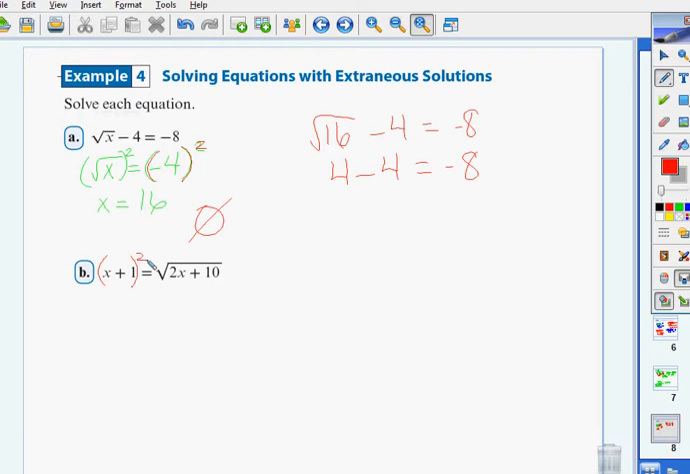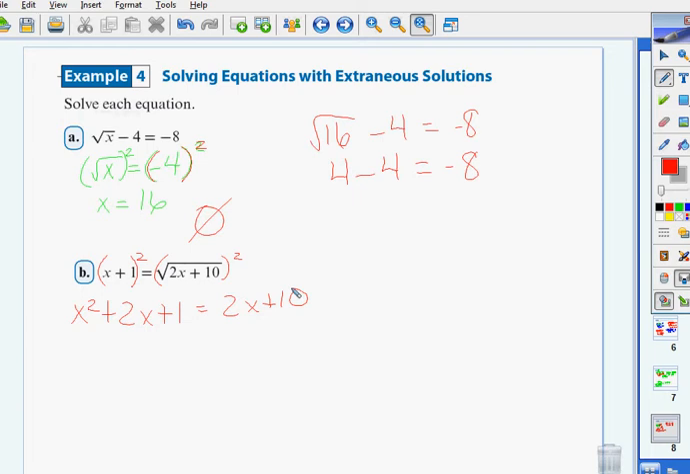Now, can you do all of that in your head? X squared plus 2x plus 1. Do you remember this math? You should. And then, obviously, we're squaring this, so that's equal to 2x plus 10. Do you see what we're going to get out of this? A quadratic equation. But you're big enough to handle this.